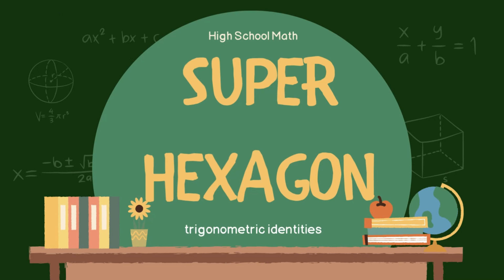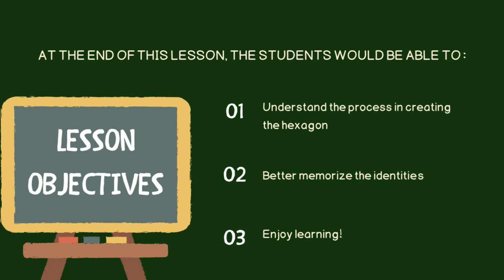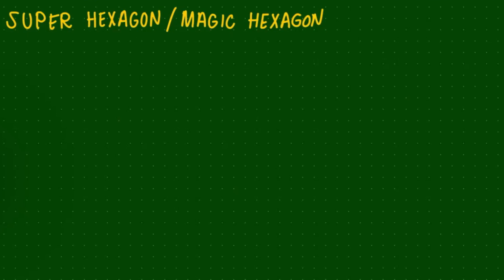Today I will be teaching you some strategies in solving mathematics, and for this vlog, I'll be showing you the magic hexagon or the super hexagon, which is a strategic diagram that will help you memorize trigonometric identities the easier way. Now for the disclaimer, this is based on research that this super hexagon was made by the Greeks and by no means mine. So let's get started.